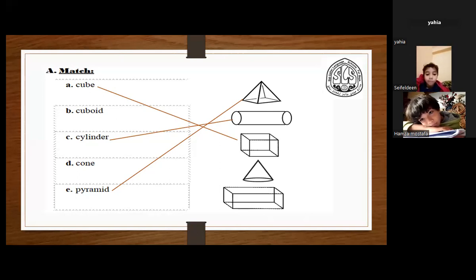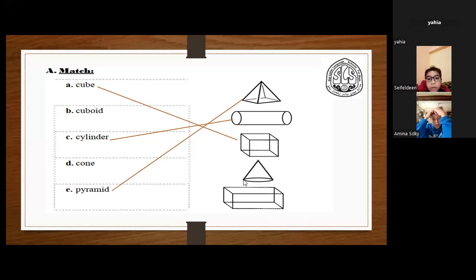Okay, Ali Magdi, unmute yourself. Ali? Yes, miss. The third 3D shape is called what? No, no, no. After cube. The 3D shape below cube is what? Cuboid. No, no, no. On your screen, below the cube is called what? That is cone. Cone, excellent, Ali. So I will match cone.